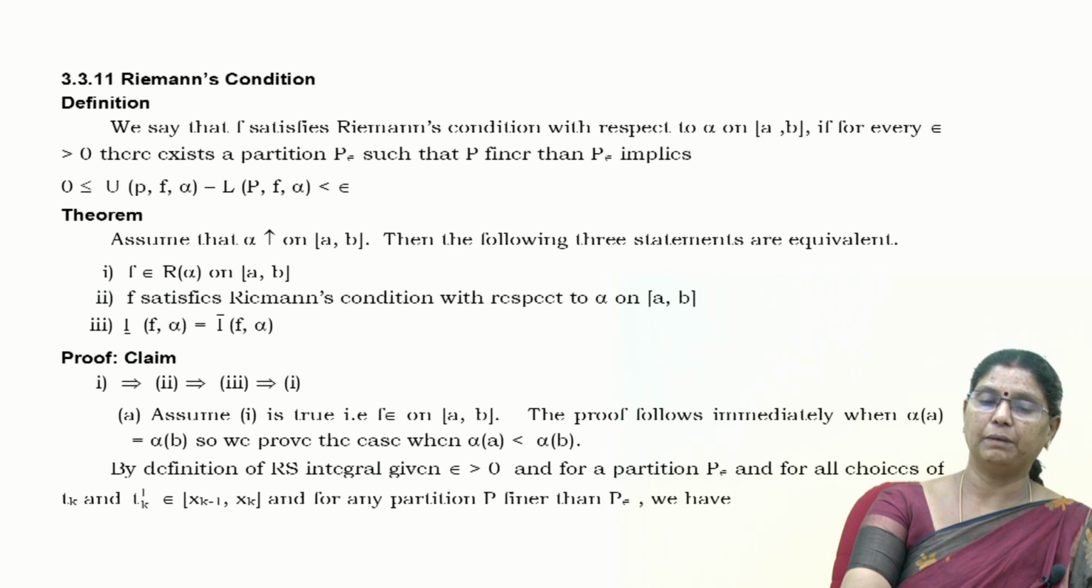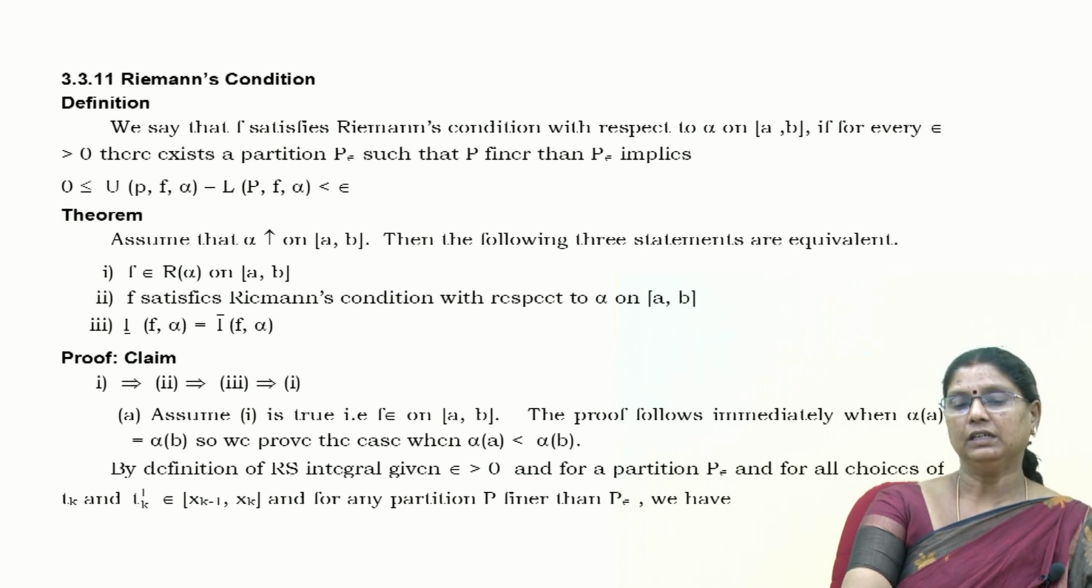Next, Riemann's condition. We say f satisfies Riemann's condition with respect to alpha on the closed interval [a, b] if for every epsilon greater than 0 there exists a partition P epsilon such that P finer than P epsilon implies 0 is less than or equal to U(P, f, alpha) minus L(P, f, alpha), which is less than epsilon.